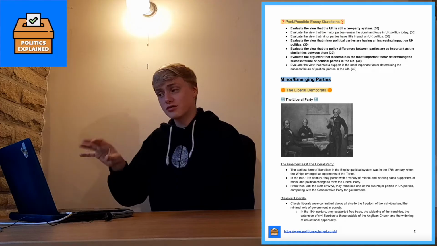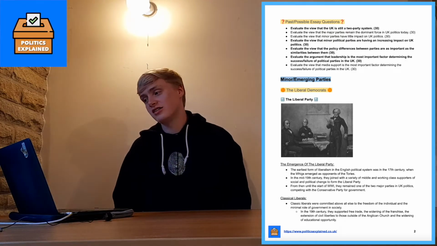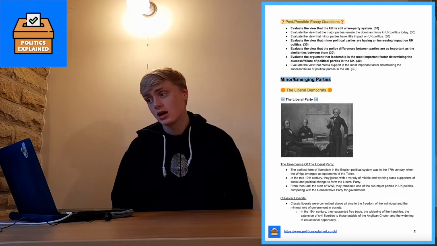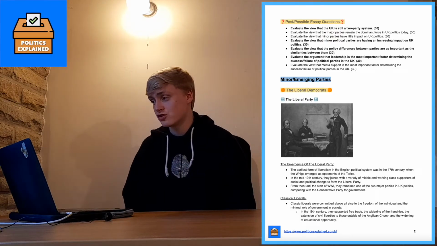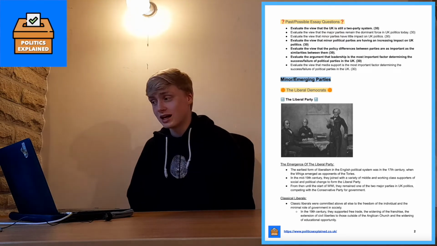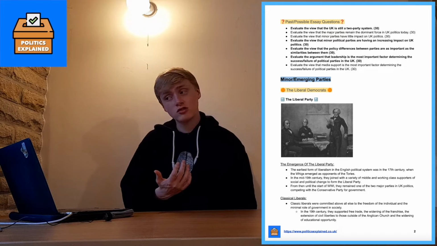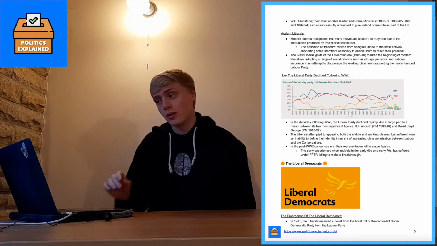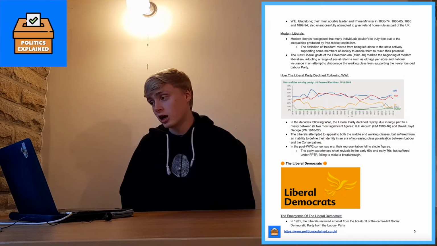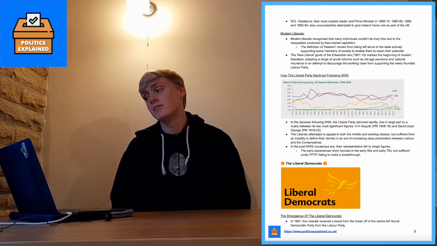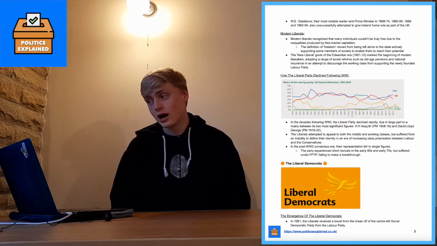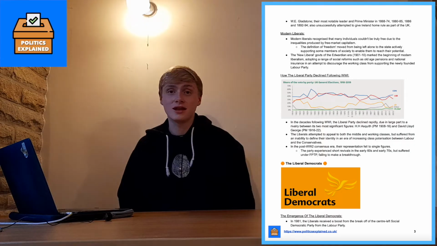At the start, these were very much classical liberals. So these were committed above all else to the freedom of the individual and the minimal role of government in society. So in the 19th century, they supported free trade, the widening of the franchise, the extension of civil liberties to those outside of the Anglican Church, and the widening of educational opportunities. Some of this you'll be covering in liberalism as well. And Gladstone, who was the most notable leader and prime minister, was a key classical liberal and unsuccessfully attempted to give Ireland home rule as part of the UK in the late 19th century.